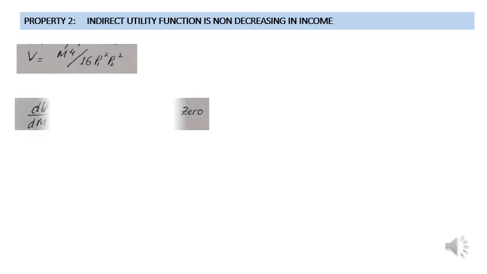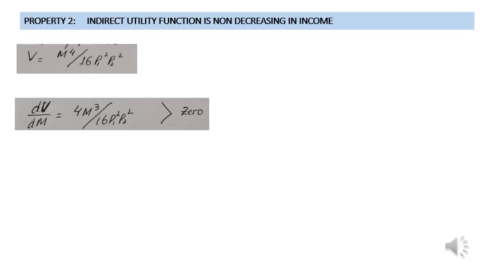Okay, now coming up to the second property, indirect utility function is non-decreasing in income. We have the indirect utility function. We'll differentiate this indirect utility function with respect to income. If the answer is non-negative, then the property will hold. So the indirect utility function is m power 4 divided by 16 p1 square into p2 square. We differentiated it with respect to m and got 4 into m power 3 divided by 16 p1 square into p2 square. m and the p's are positive, therefore the result is greater than 0.